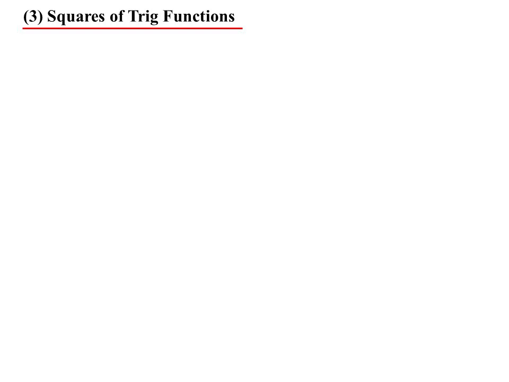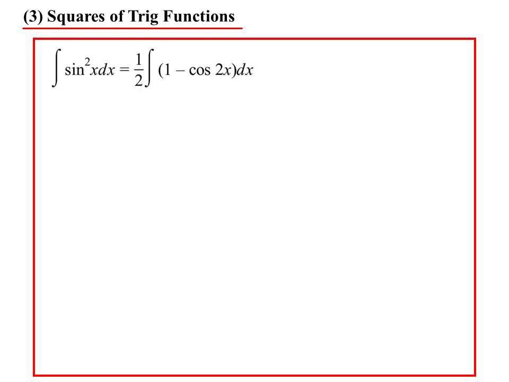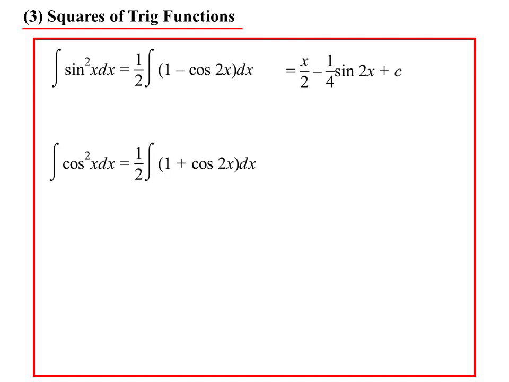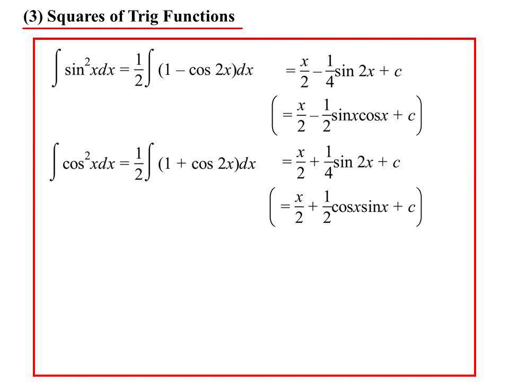Then we started using our double angle results, which allowed us to do squares of trig functions. Sine squared we can rewrite as a half of 1 minus cos 2x. Integrate that, there it is, x on 2 minus a quarter sine 2x. Cos squared we can rewrite half of 1 plus cos 2x. You get x on 2 plus a quarter sine 2x. Of course, if you wanted to, sine 2x you could then change to be 2 sine x cos x.